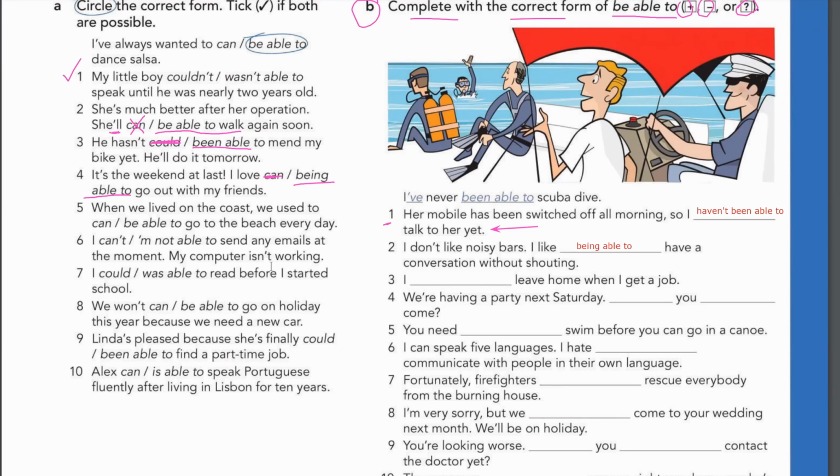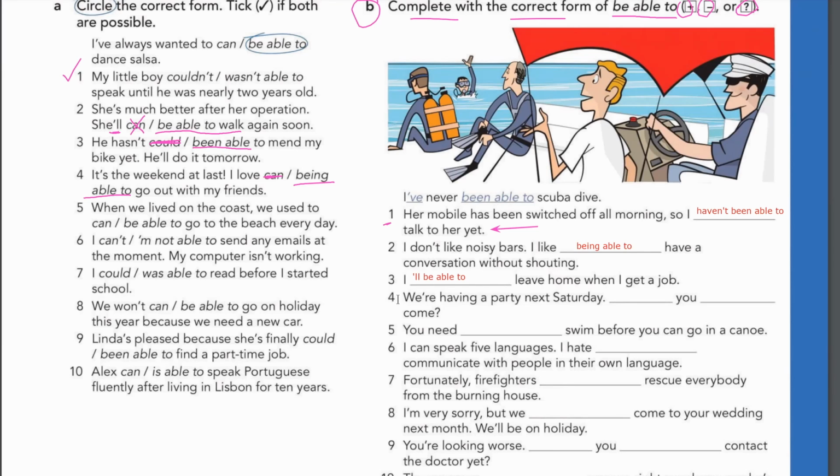Okay. Number 3, I leave home when I get a job. So when I get a job, I leave home. So I'm talking about future situation. So we're going to use here will be able to. I will, or we can make contraction here because English people, they like using contractions. I'll be able to. You see, guys, I'll be able to leave home when I get a job.